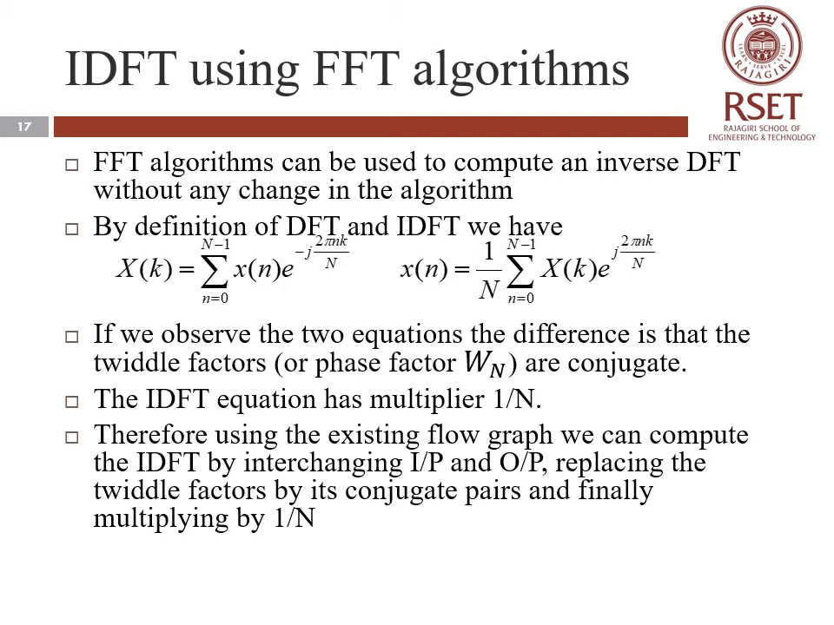Now if we compare these two equations, we see that the difference is in the twiddle factors, or we can say that the twiddle factors are conjugates, and the inverse DFT has a multiplier term, that is 1 by N. Therefore, we can conclude that the existing FFT algorithms can be used to find the inverse DFT by interchanging the inputs and the outputs, and replacing the twiddle factor by its conjugate, and finally multiplying the answer by 1 by N. Now you will understand more when we see problems.